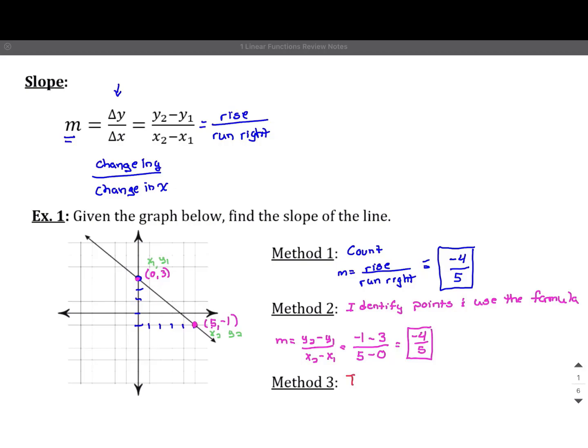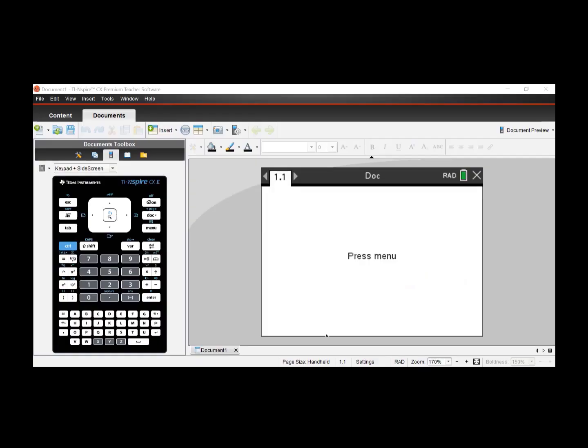And this is where we use our TI-Nspire calculator. So I'm going to take a minute here. I'm going to flip over to my calculator, and then I'll come back to the sheet. Ready? Get your calculators.